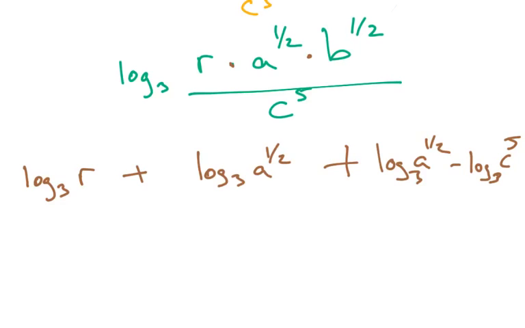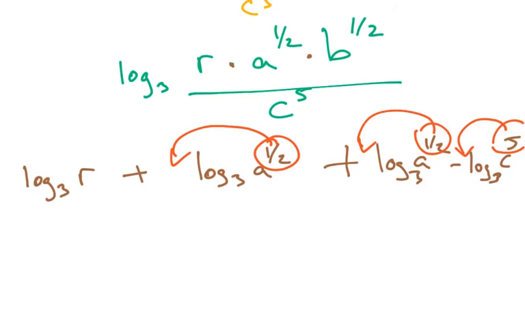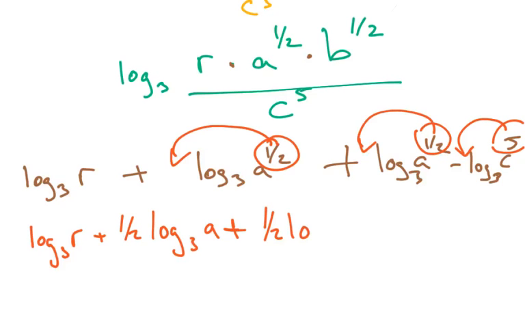Okay, so what now? Well, we said if it's raised to a power, you can put that in front. So the final answer here is going to be log base 3 of r plus 1/2 log base 3 of a plus 1/2 log base 3 of b, minus 5 log base 3 of c.